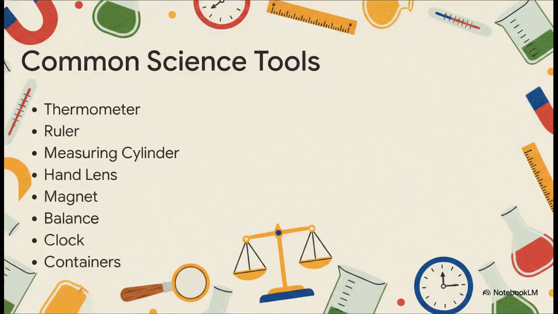Interestingly, the standard tools found in foundational science curriculums, like the core elements of the Basic Force Science curriculum, are things you probably recognize. We've got the thermometer, a simple ruler, measuring cylinders, a hand lens, magnets, a balance, a clock, and some basic containers. This is your everyday arsenal, and every single one of these items exists to extend human capability. They let us interact with our physical environment in a highly precise, standardized way.